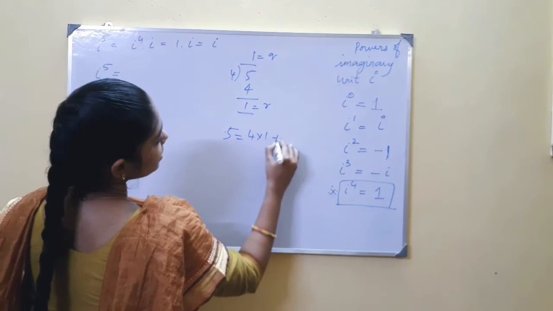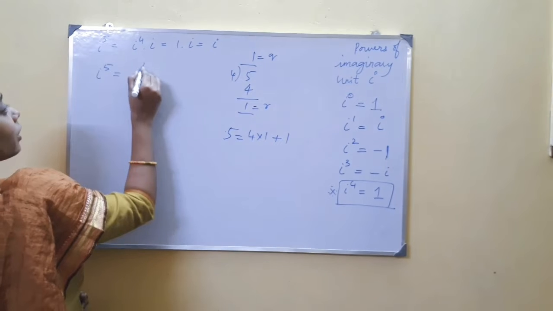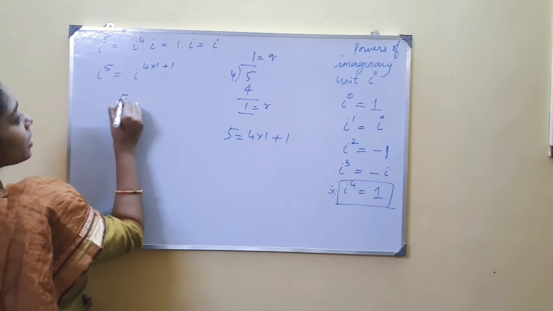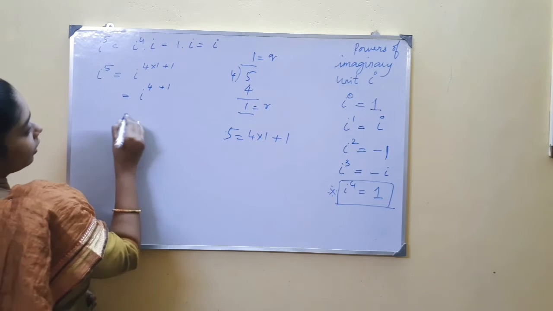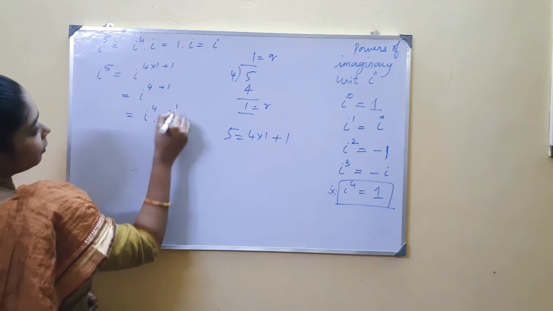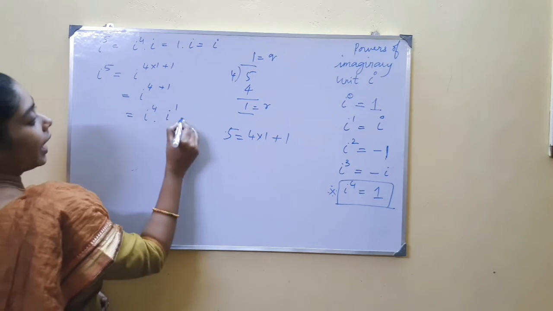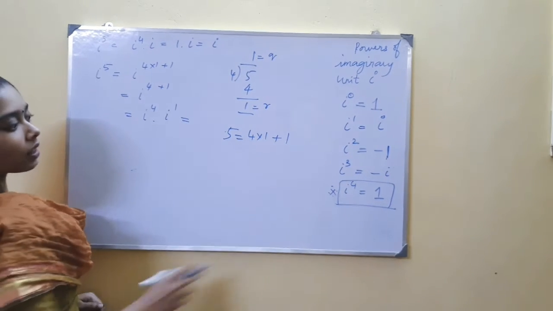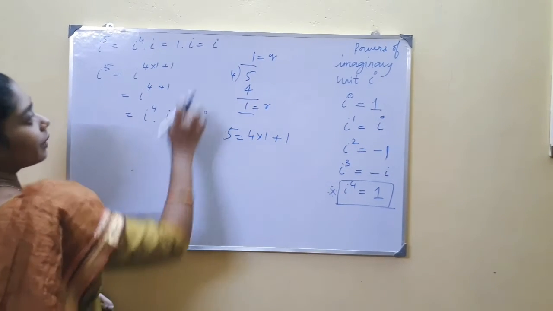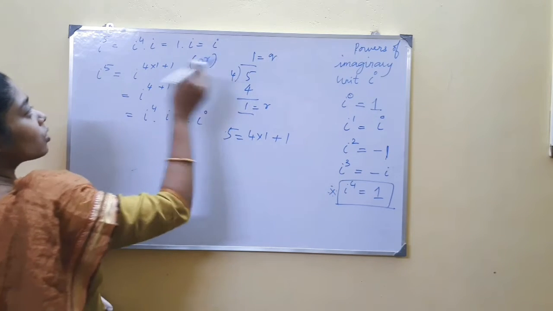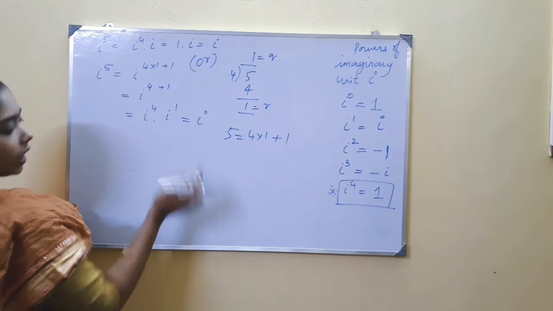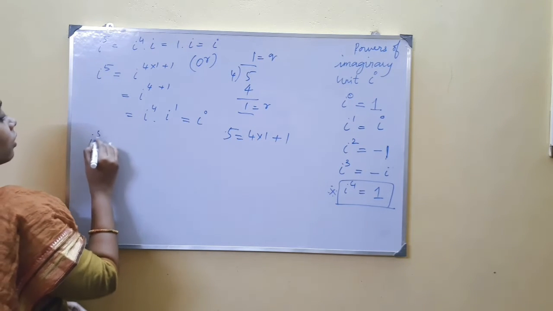4 into 1 plus 1. So I can write 4 into 1 plus 1. This is actually i power 4 plus 1. This is i power 4 into i power 1. Bases are same, powers can be added. So i power 4 value is 1. So value is again I am getting i. So this is the second way. Now I will tell you the third way.